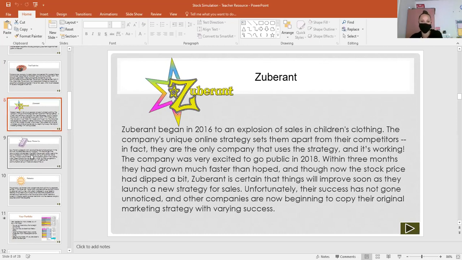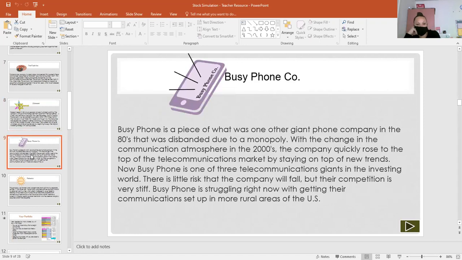Busy Phone Co. is a piece of what one other giant phone company in the 80s that was disbanded due to a monopoly. With the change in the communication atmosphere in the 2000s, the company quickly rose to the top of the telecommunications market by staying on top of new trends. Now, BusyPhone is one of 3 telecommunication giants in its investing world. There's little risk that the company will fall, but their competition is very stiff. BusyPhone is struggling right now with getting their communication set up in more rural areas of the US.